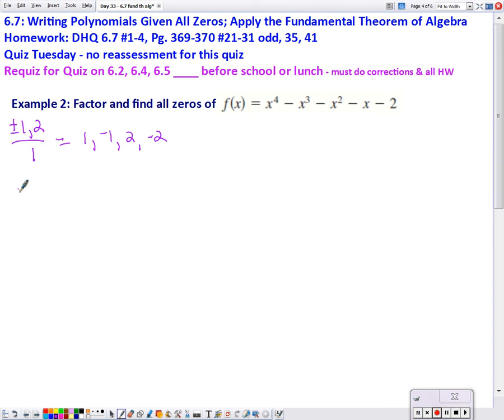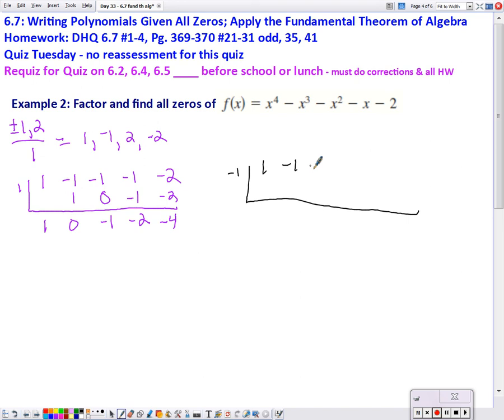So let's try 1. We've got 1, -1, -1. How many are there? 1, 2, 3. I'm not missing any powers, and -2. Here we go. 1, 1, 0, 0, -1, -1, -2, -2. That's -4. So 1 doesn't work.